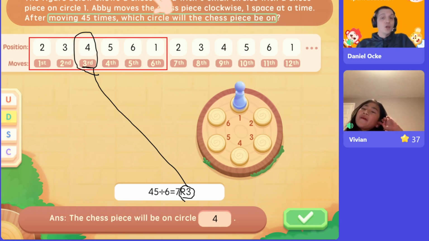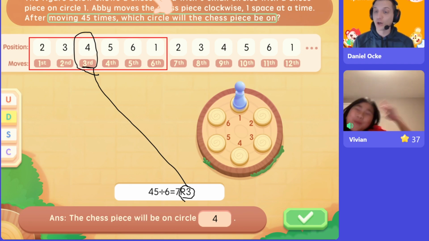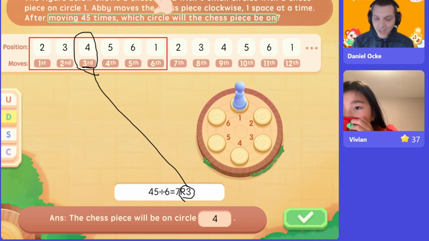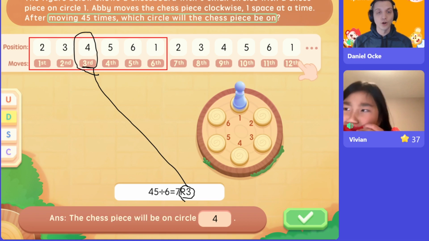Okay, Queena, you bring up a great point there. Queena says that she just counted all the way around and around. Remember, the point of our lesson here, or really the point of math in general, is we can use math to make things easier for us. So instead of counting 45 times, you could just do a simple division problem, 45 divided by 6, and come up with the same answer. Is it possible for you to count and figure out the answer? Absolutely. But remember, we're doing these problems so I can show you a way that we can figure out what number we are going to end up on.